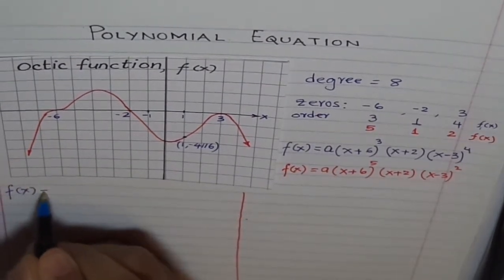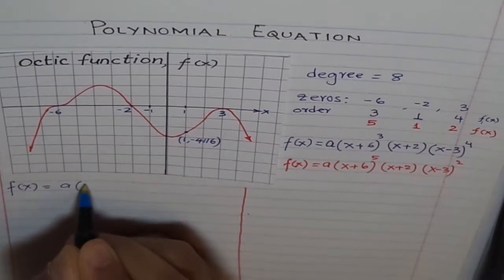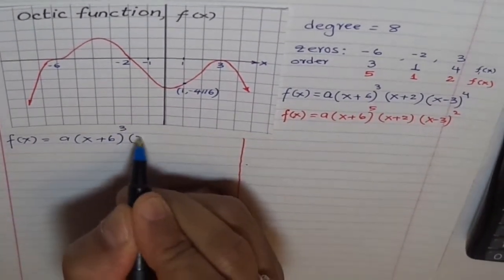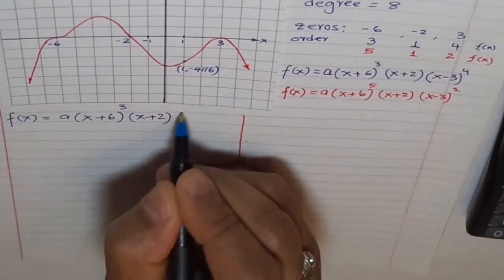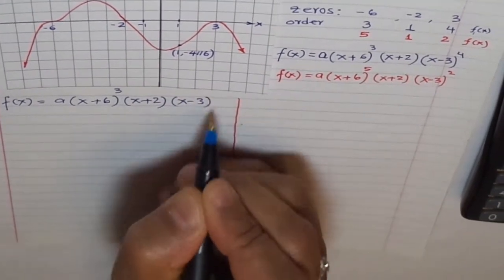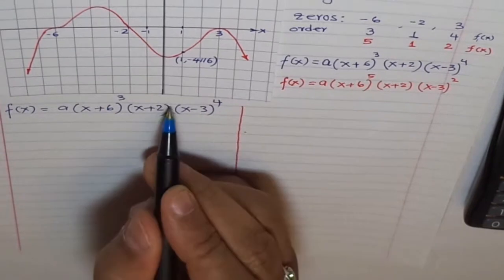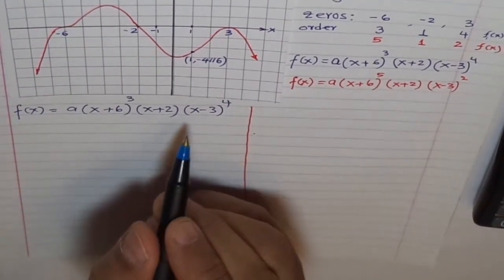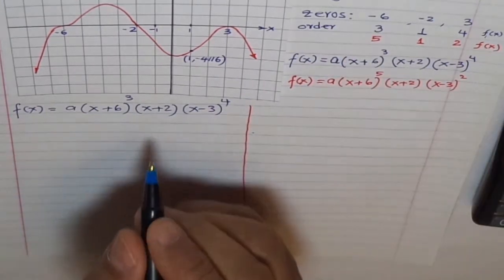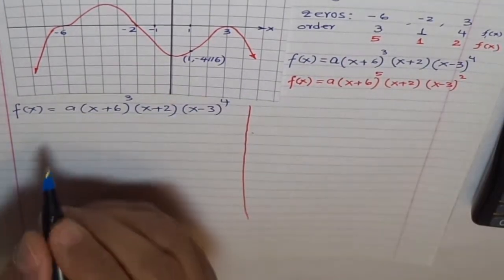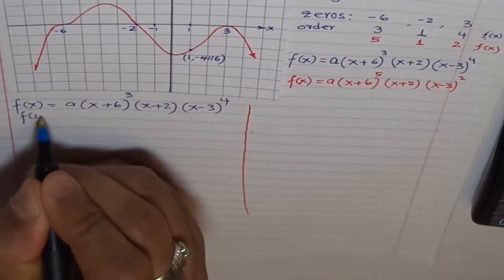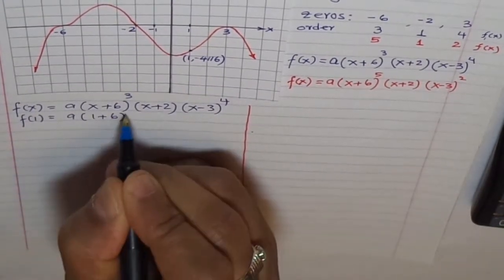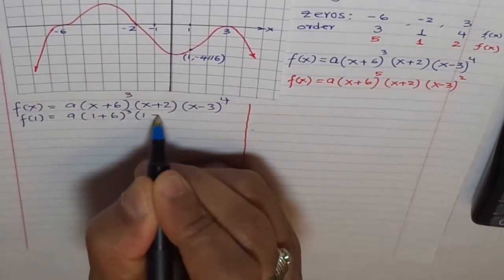f(x) is equal to a (x plus 6) cubed (x plus 2) (x minus 3) to the power of 4. 4, 5, 6, 7, 8. 8 is the order or multiplicity, or degree this time, for the function. At 1, the value is this much. So let's put f(1) equals a times (1 plus 6) cubed. So what do you do? You substitute 1 for x.